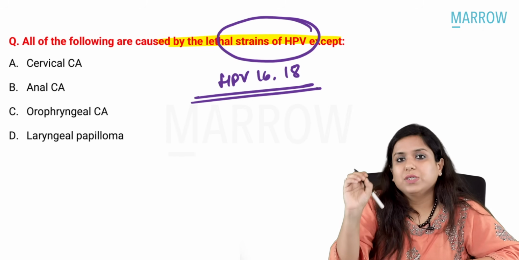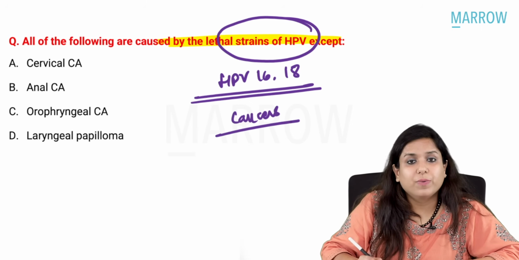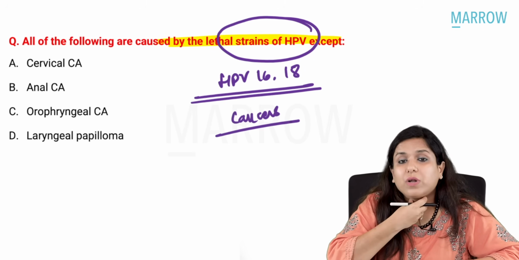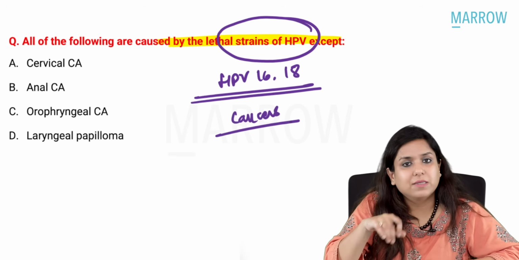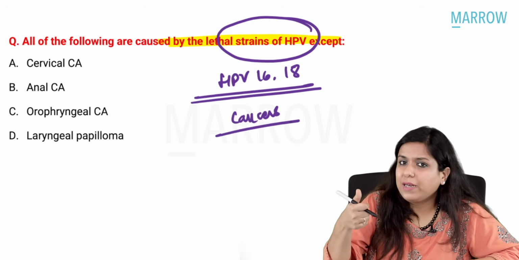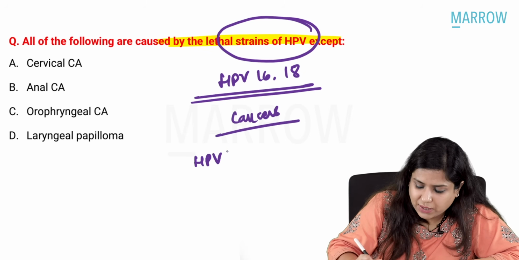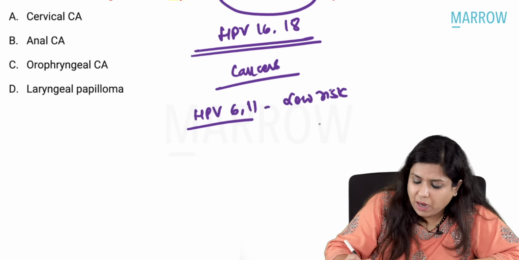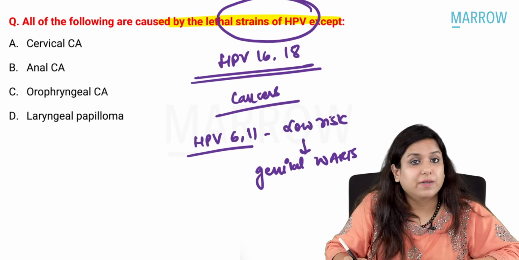And you all know, students, lethal strains can cause cancers. Which all cancers am I talking about? Cervical cancers, anogenital cancers, oral cancer. So, these days all of these cancers are usually caused by the lethal strains of HPV. What are the non-lethal strains? Remember, the low risk HPV, they are HPV 6 and 11. They are low risk HPV and they are notorious for causing genital warts, also called condyloma acuminatum, right?